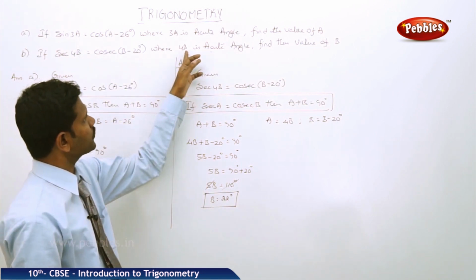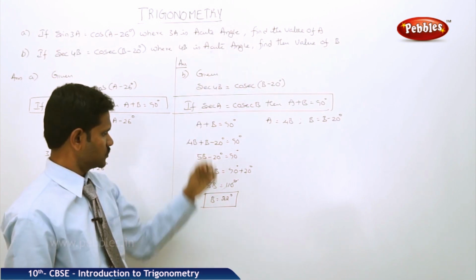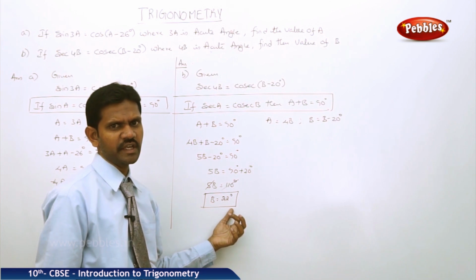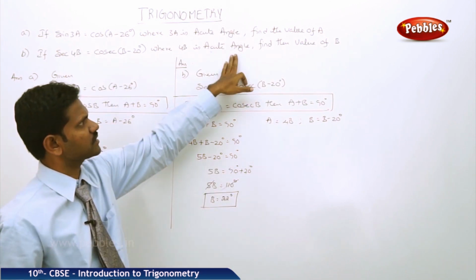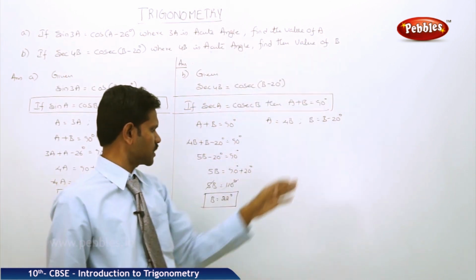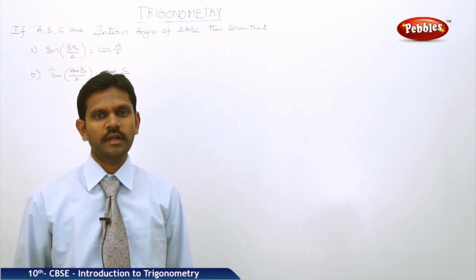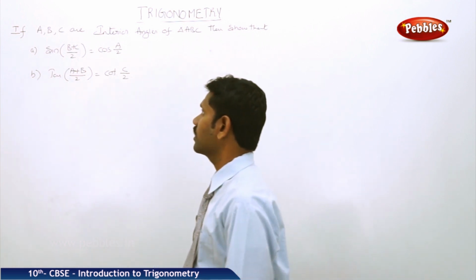Therefore, here 4B is acute. 4 times B, 4 into 22, that is 88. 88 is an acute angle. Yes, correct. Then the value of B is 22 degrees. Let us follow the next examples.